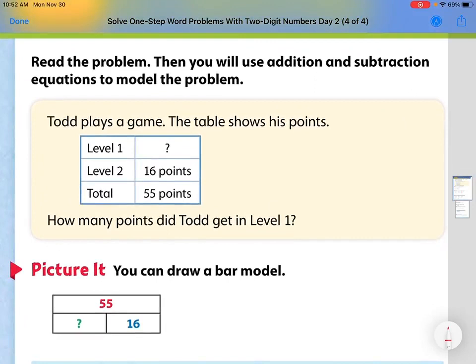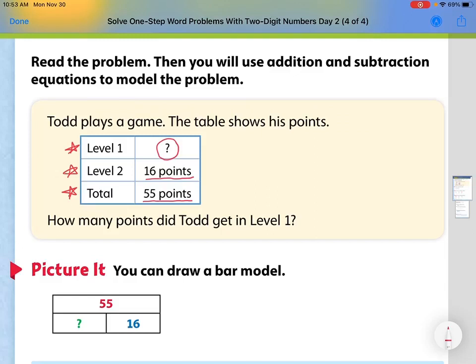So I'm going to read the problem. It says, Todd plays a game. The table shows his points. And we have level 1, and for level 1 we have a question mark, so maybe he forgot to write down his score during his level 1 game. But then we see level 2, it looks like he scored 16 points during that part of the game. And then we have a total, and his total was 55 points.